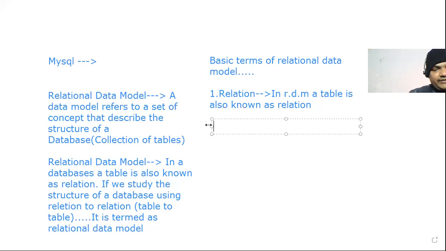Coming back to the next, the second one is the domain. The domain is a set of values from where we can take our values. It is a pool of data where we collect our data. For example, because only by the definition I think it is not clear.